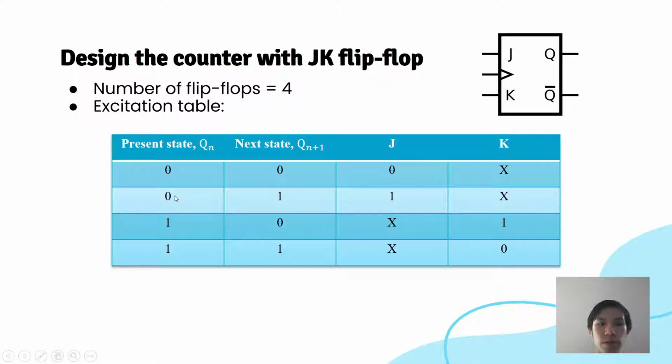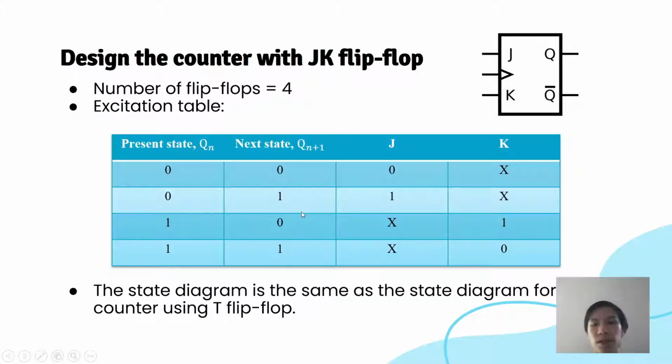And for the next row, if we want to change from 0 to the next step 1, the J must be 1 and K is also don't care. And if you want to change from 1 to 0, J can be 0 and also can be 1, but K must be 1. So J is don't care and K is 1. And when changing from 1 to 1, J is don't care and K is 0. And the state table is the same as the state diagram for the counter using T flip-flops.